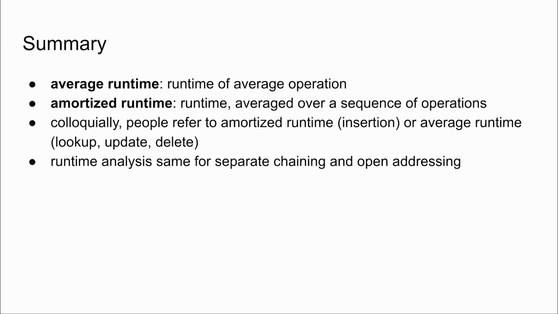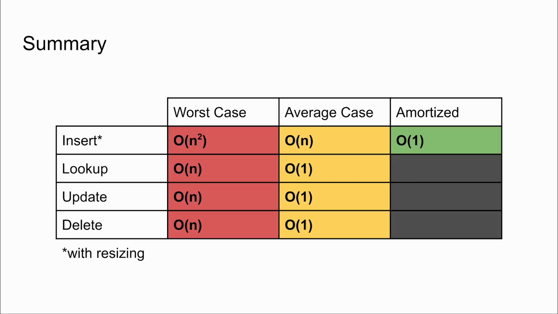Let's summarize what we've learned today. We learned that average runtime is the runtime of the average operation, and amortized runtime is the runtime averaged over a sequence of operations. Colloquially, when people talk about hash table runtime, they are usually referring to amortized runtime in the case of insertion, or average runtime in the case of the other operations. We also learned that although we arrive at the runtimes through different means, the runtime analysis ends up being the same for separate chaining and open addressing. We did a thorough runtime analysis of hash table operations insert, lookup, update, and delete, analyzing the worst case and average case, and amortized case for insertion. These can be summarized in the table here.